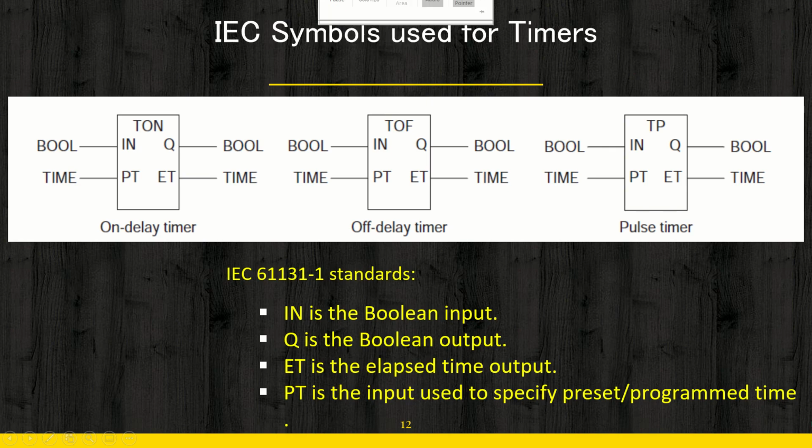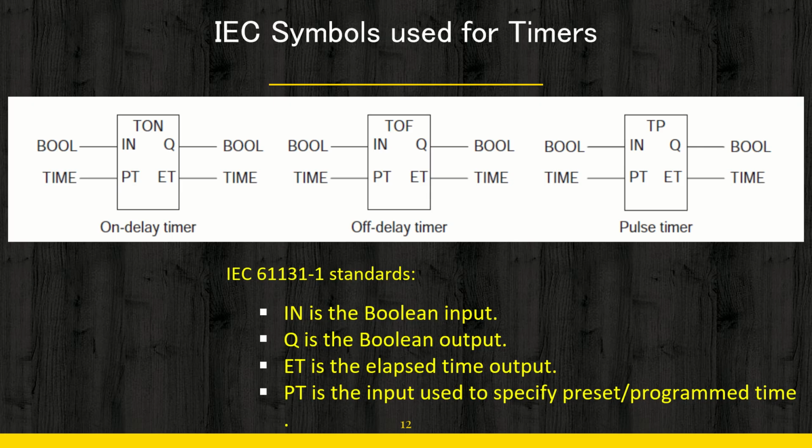You can see here the basic IEC symbols that are used for timers. You should remember the name IEC, that is the International Electrotechnical Commission. They prepare and decide the standards for automation process equipment, electrical equipment and all such things. The symbols they give are used throughout the world as a standard, and the three standard symbols of on delay timer, off delay timer and pulse timer are in front of you.